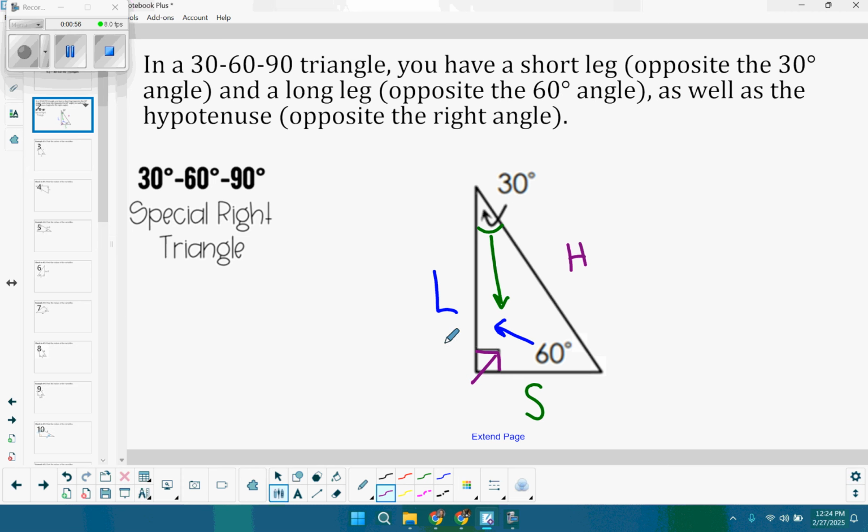We're going to have two formulas for this kind of triangle. We're going to have H equals 2 times S, so the hypotenuse equals 2 times the side length, and we're going to have L equals S times the square root of 3. So the long leg equals the short leg times the square root of 3. These are the two formulas we're going to use. If we want to get between the hypotenuse and the long leg, we're going to have to find the short leg first.